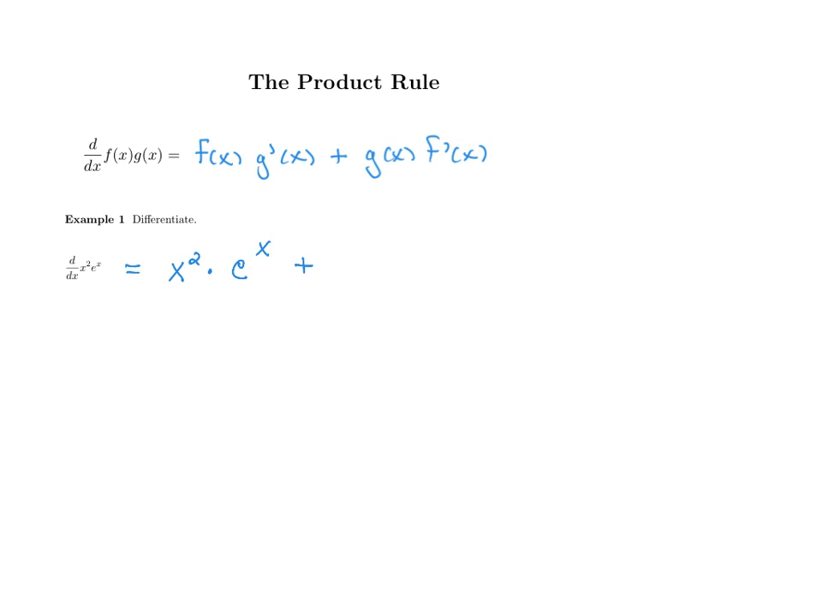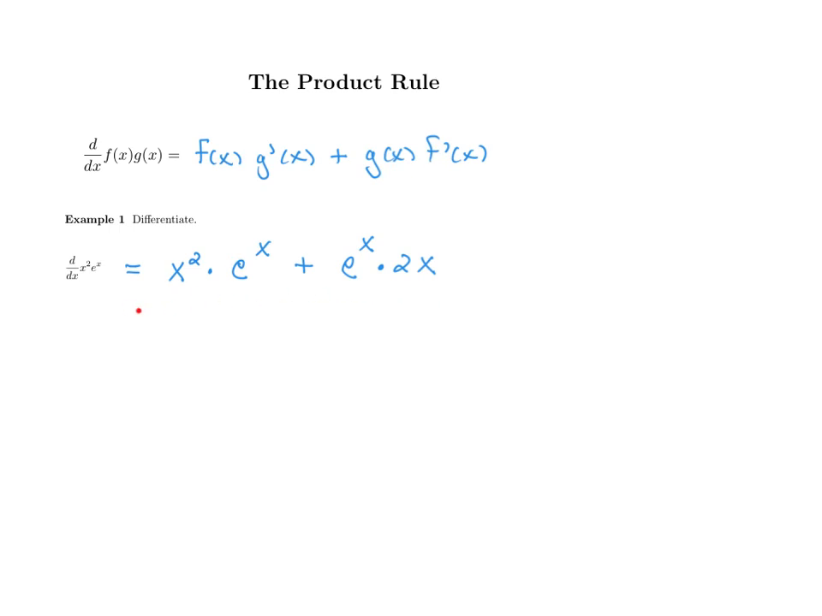Now we add on the second, which we leave alone, which is e to the x, and we multiply this by the derivative of the first, which is 2x. And here it is. The derivative of this product is this function here. It was the first times the derivative of the second plus the second times the derivative of the first.